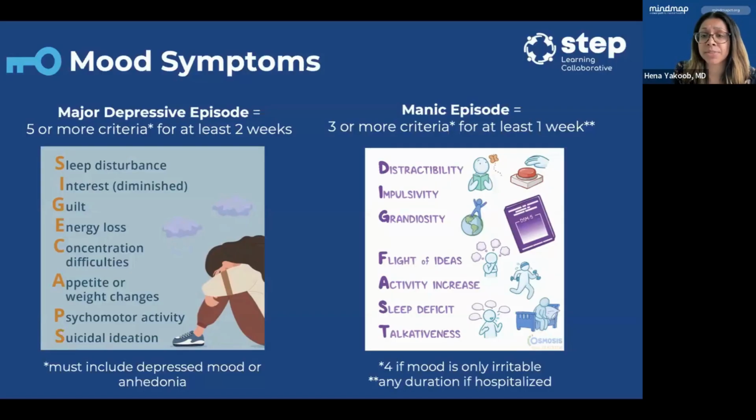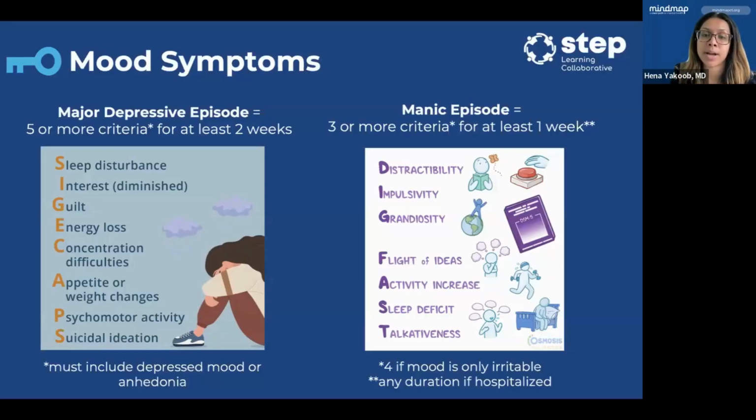Mania, you can also see flight of ideas, which is jumping from topic to topic to topic, at times without any clear connection between the thoughts, getting to a point where you may not even remember the initial question you asked because the patient has gotten so off topic. Increases in goal-directed activities, oftentimes getting engaged in many different things and maybe not even finishing any single one of them.